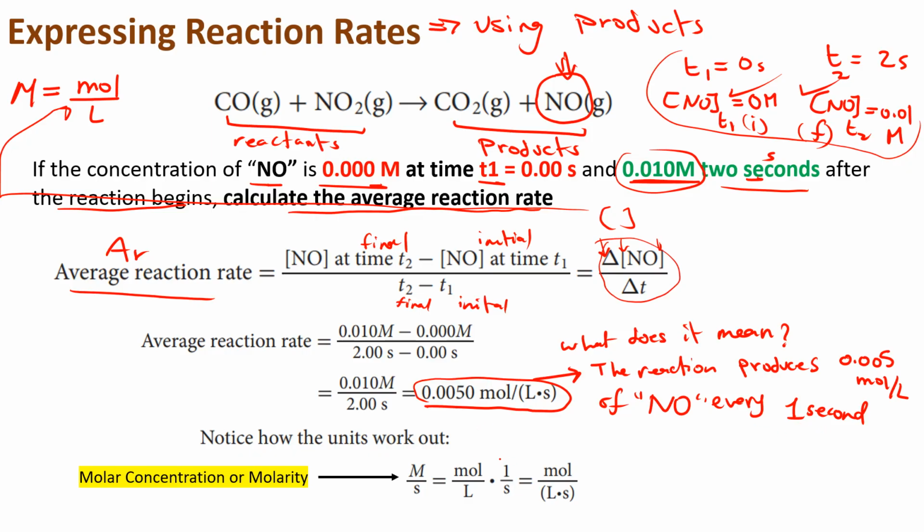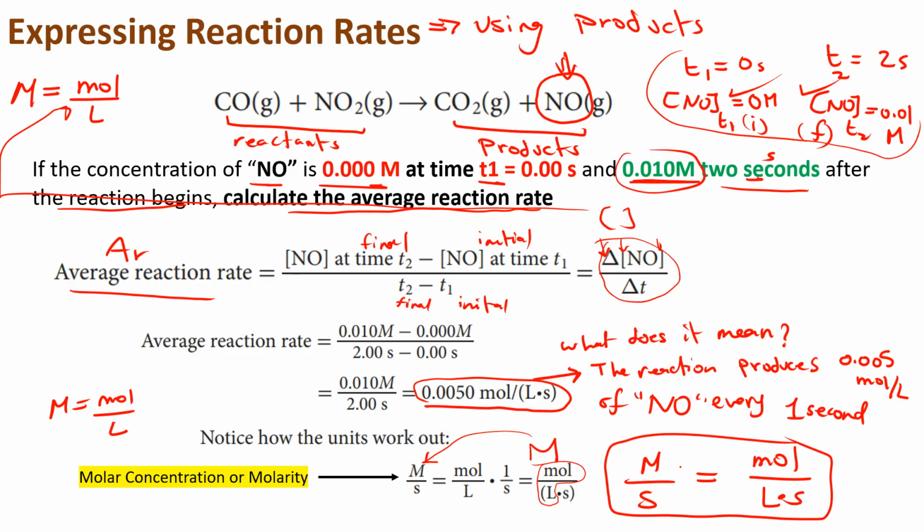Okay? So this is just to tell you, remember when I told you that M equals mole per liter? So this whole thing here, mole per liter, is M, and that's why they wrote it here, okay? So M over S is equal to mole over liter times S. In the exam, if there is an exam or something, these two mean the same thing. Okay? So they mean the same thing.